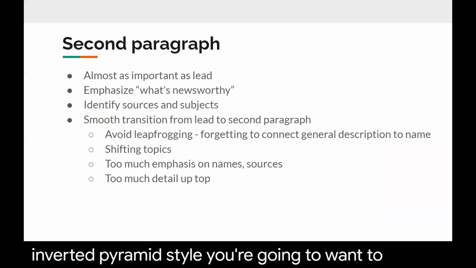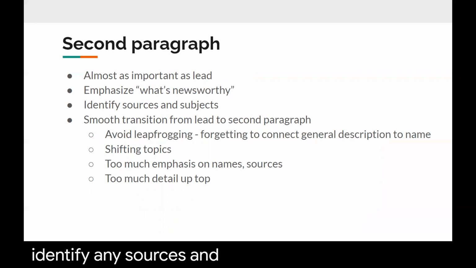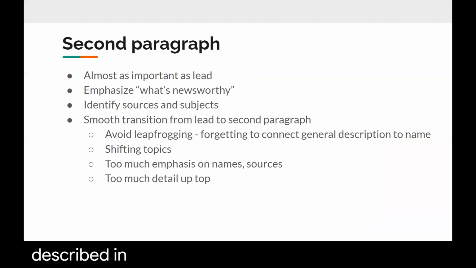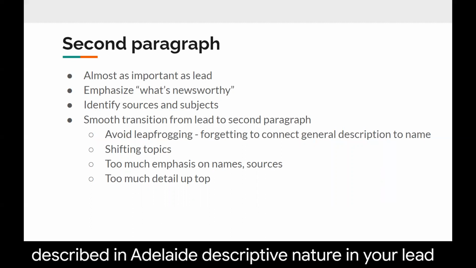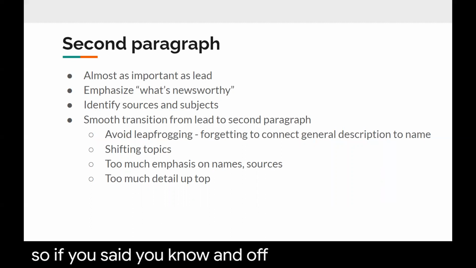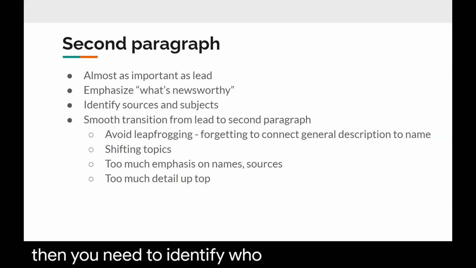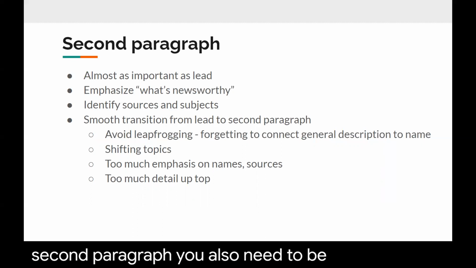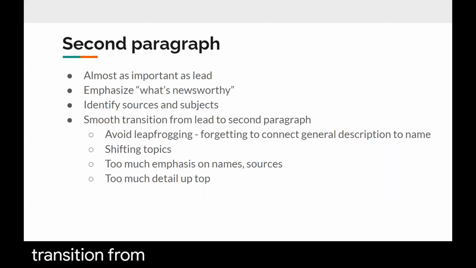You're going to want to identify any sources and subjects that you described in a delayed descriptive nature in your lead. So if you said, an officer was shot today, then you need to identify who the officer is in your second paragraph. You also need to provide a smooth transition from your lead to second paragraph. They should not be disjointed.